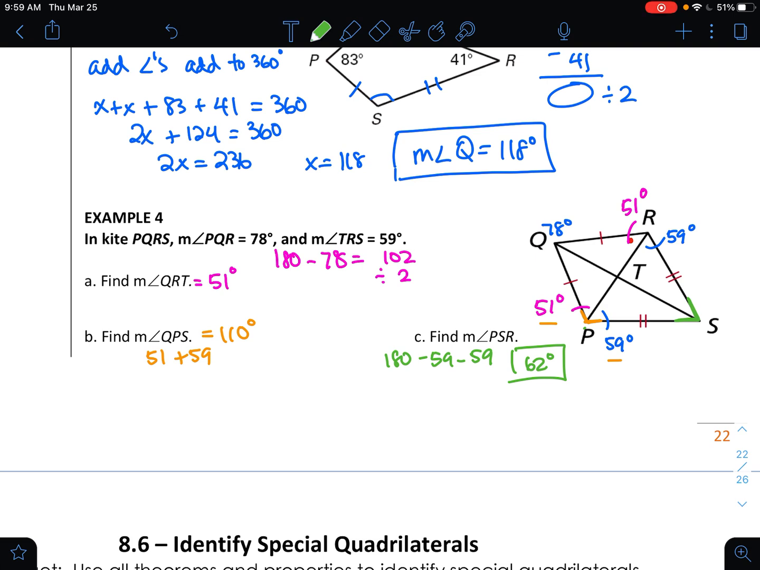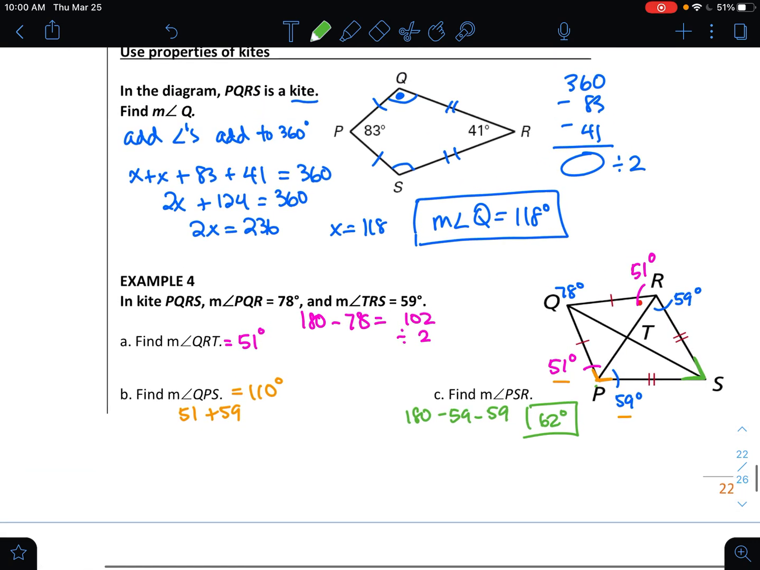So like I said, you can just turn everything into triangles. And that would be probably the easiest way to do these kites. That way you're not trying to remember all these extra properties that are brand new.